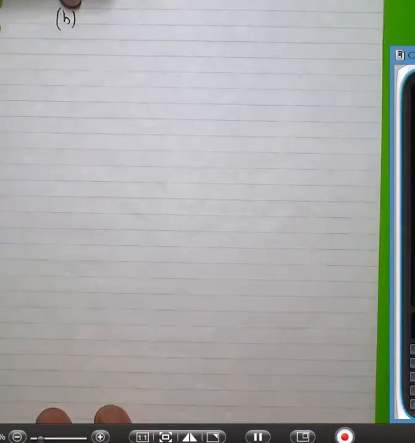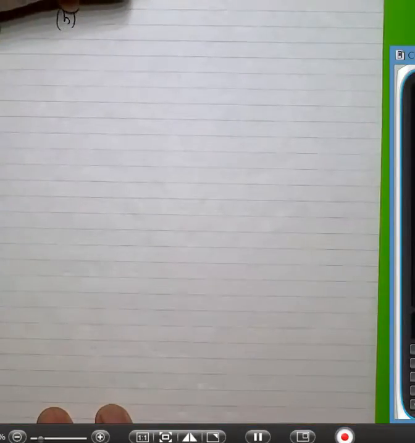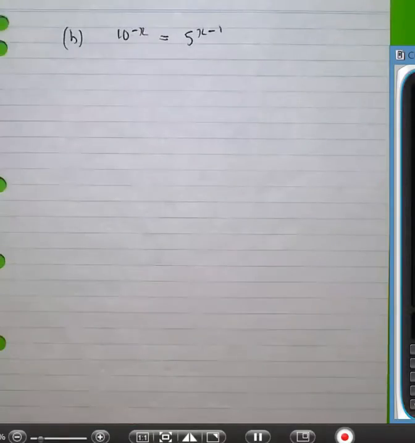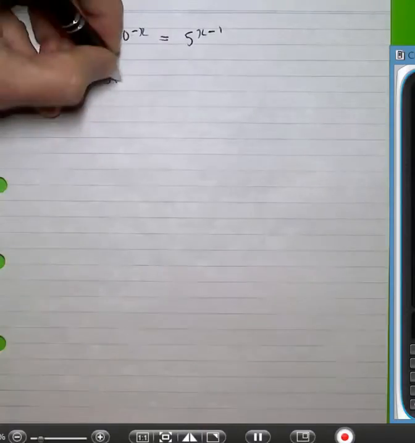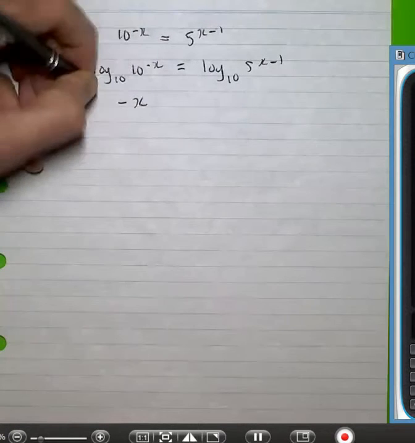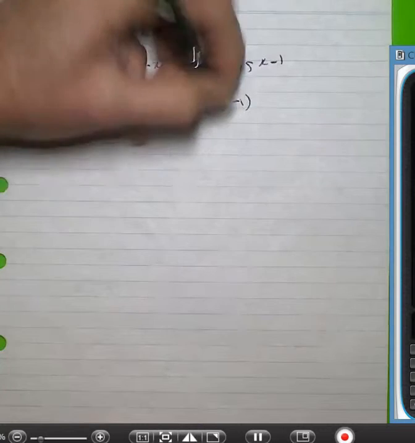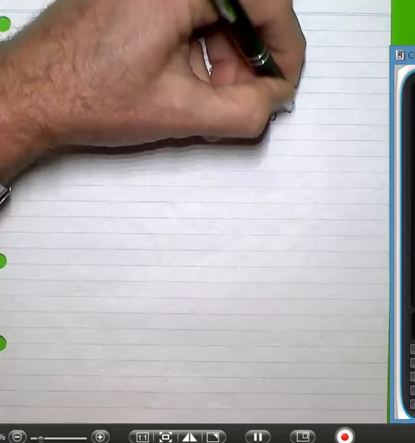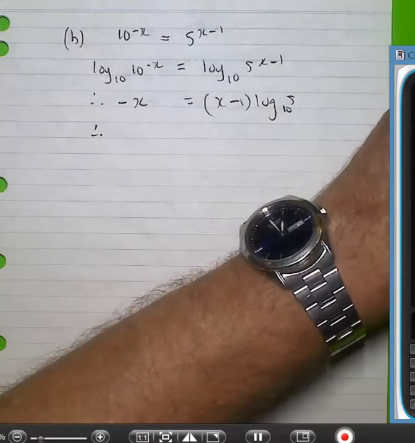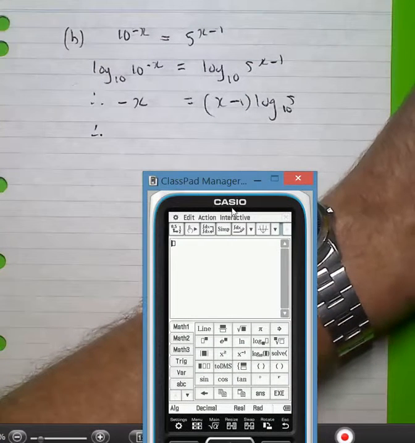In the case of B, in this instance, we've got 10 to the negative x is equal to 5 to the x minus 1. The 2 decimal places means I'm going to be making use of my calculator. Now I'm going to take both sides to the log of 10. So therefore that gives me negative x is equal to x minus 1, lots of log 5 to the base 10. Now at this point, I'm just going to find out what log 5 to the base 10 is, so I can progress this question further.